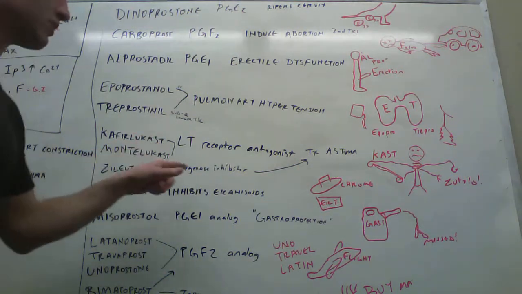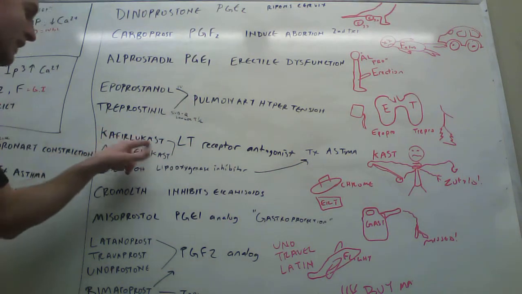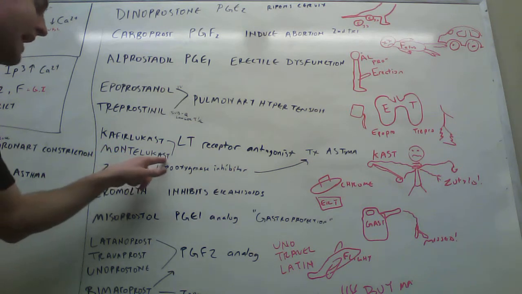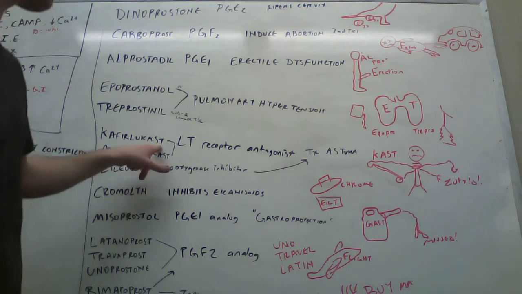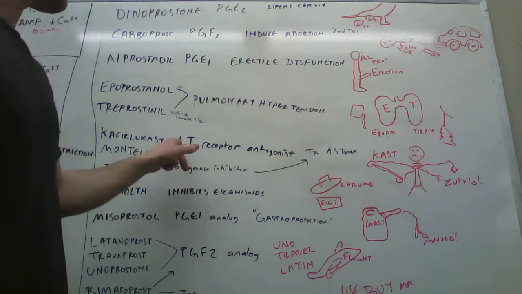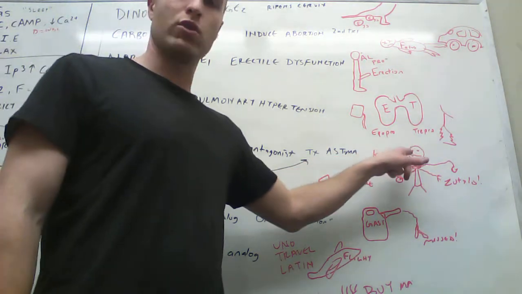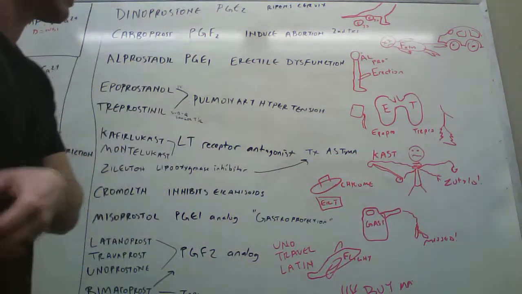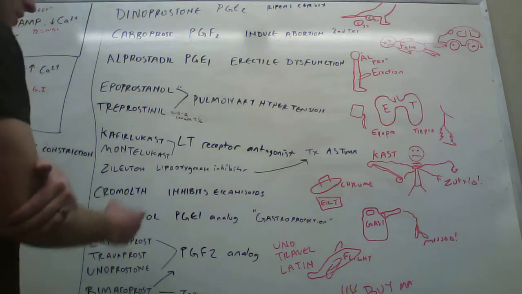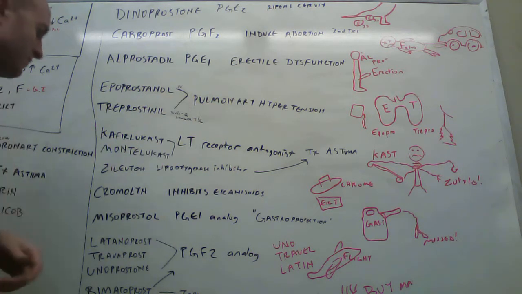The cast helps you remember that it is Zafirlukast and Montelukast. They both end in cast. I think they're the only ones. And the leukotriene, you know, this is Luke and he is trying to cast. And it's right around his neck, which stands for the asthma. Okay.